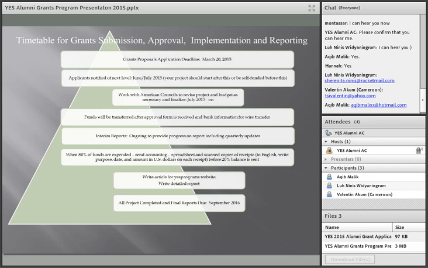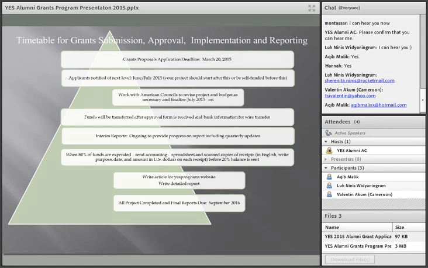We will transfer funds to you, and you would need to provide us banking information, and we'll talk about this just a little bit later. You will be asked to provide an interim report. Oftentimes, it's just a check-in, what's going on, etc.